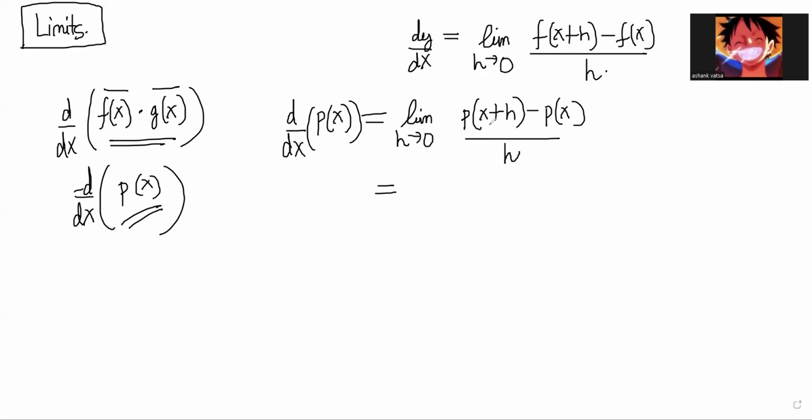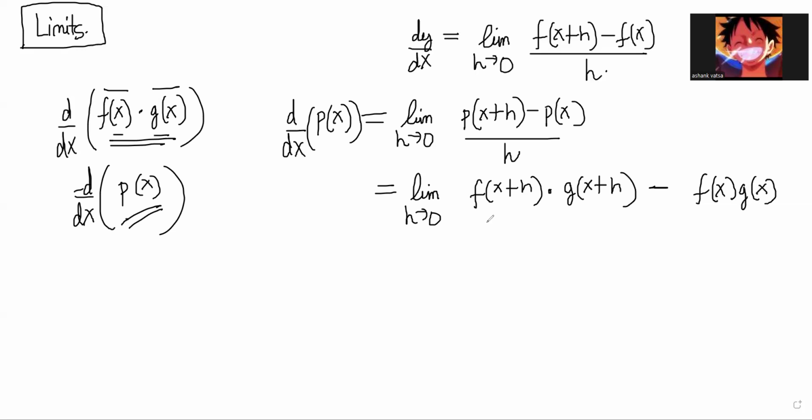Because we have defined p of x to be product of these two, ये p of x plus h को लिख सकते हैं ना कुछ, इसको लिख सकते हैं f of x plus h times g of x plus h. माइनस p of x को लिख सकते हैं f(x) g(x), राइट? Yes, sir. ये समझ में आ रहा है ना स्टेप?